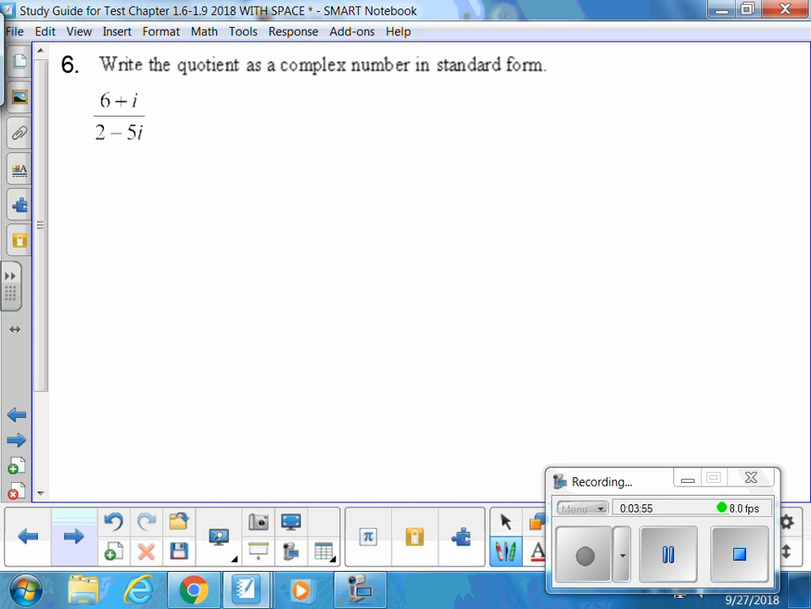Now we're on number 6. All right, we're going to need to use a discriminant. Who remembers what a discriminant? No, sorry, a conjugate. Oh, too many big math words this morning.